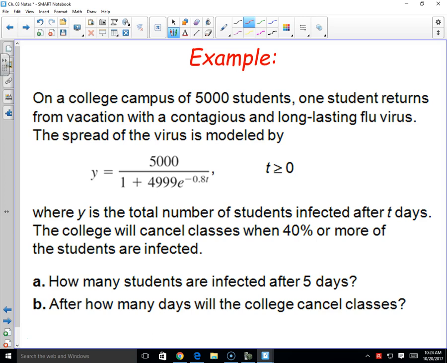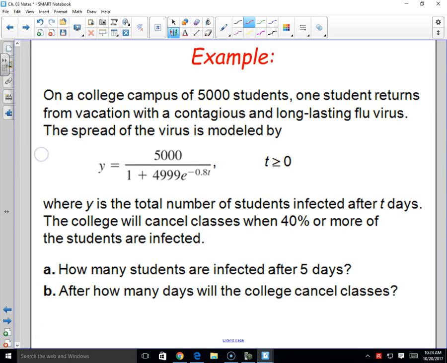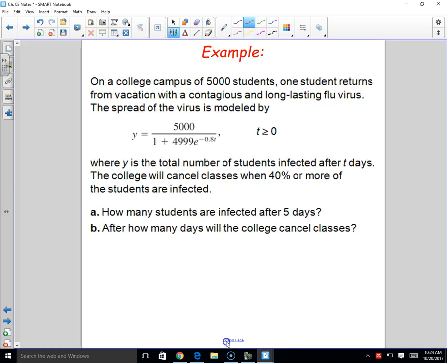Letter A, can you rewrite that in a mathematical way? Can you put notation? What are they saying? How many students are infected after T days? T equals 5, find Y. Letter A, the mathematical way of saying it is find Y when T equals 5. Well, guys, that's the same thing as just plug it in and chug it.